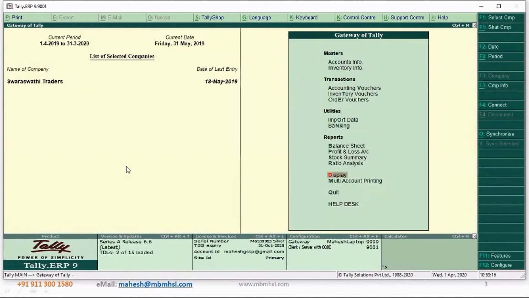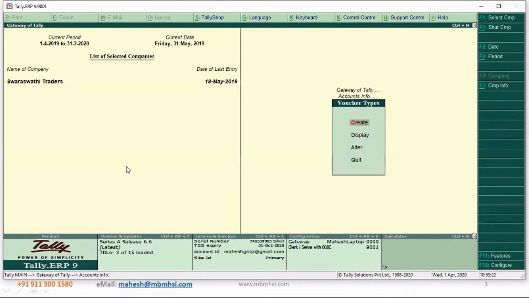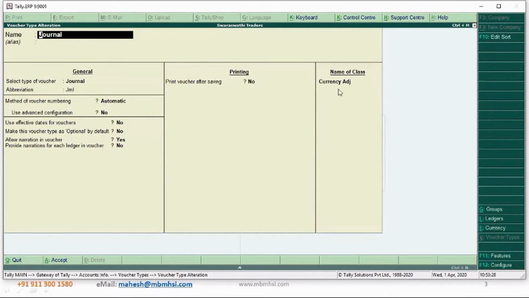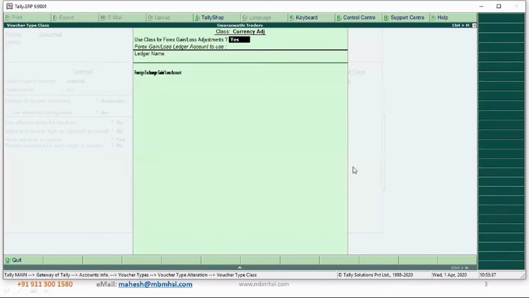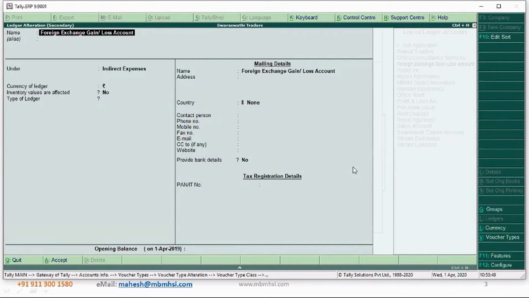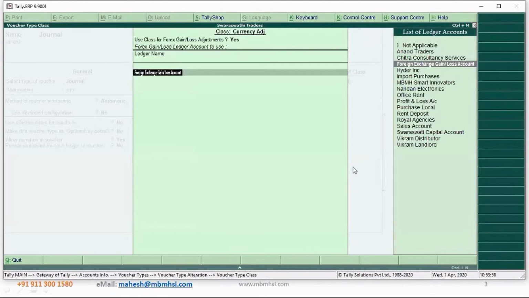To pass one JV, the first thing is you need to go to your voucher types and enable the configuration for your journal. So in the journal entry, create one new class, call it foreign exchange adjustment or currency adjustment, whatever name you want, and enable use class for exchange gain or loss adjustment, and create one ledger under indirect expense, call it foreign exchange gain or loss account.